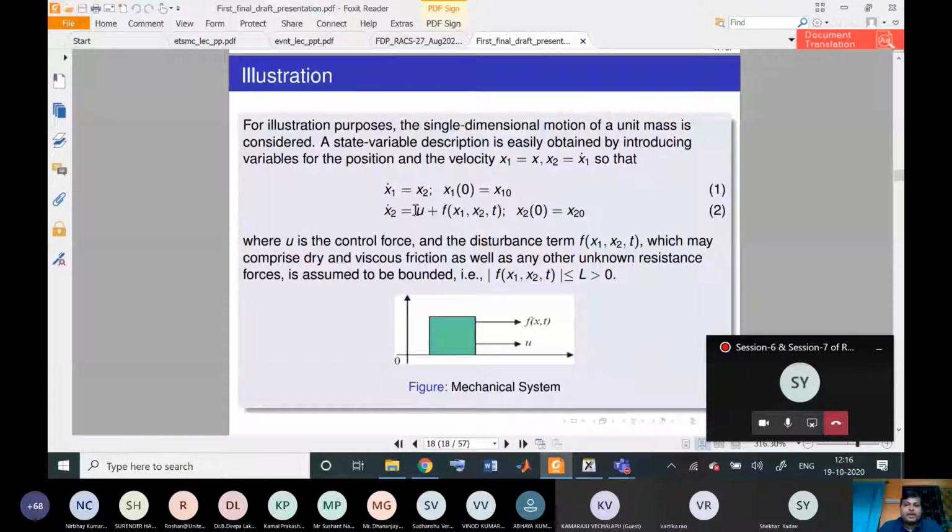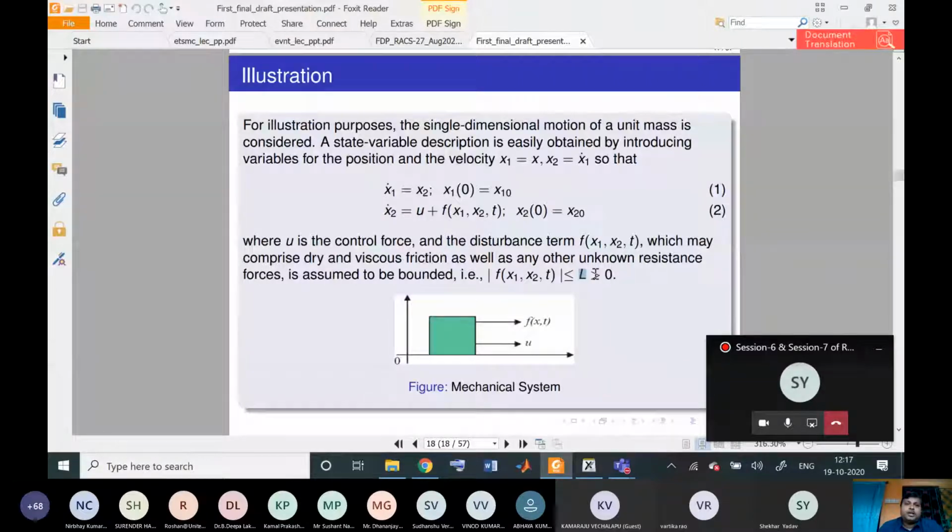Here f represents the disturbance, which may comprise dry and viscous friction as well as any other unknown resistance forces. We do not know exactly what the disturbance is, but we know the bound of the disturbance, that is, the modulus of f(x1, x2, t) is less than or equal to L, where L is the maximum bound of the disturbance and is greater than 0.